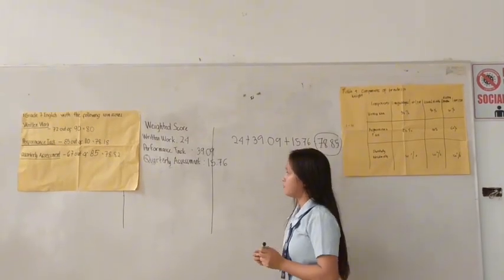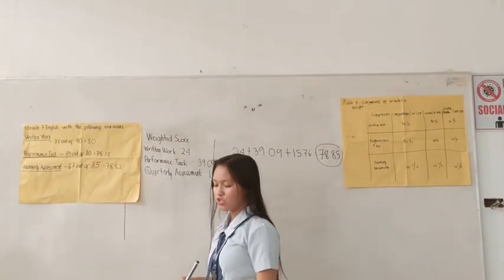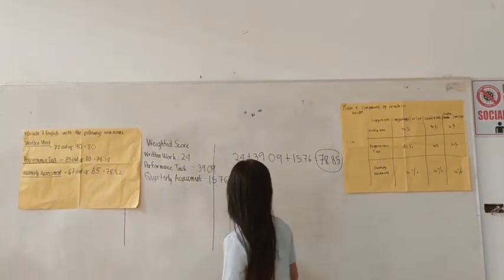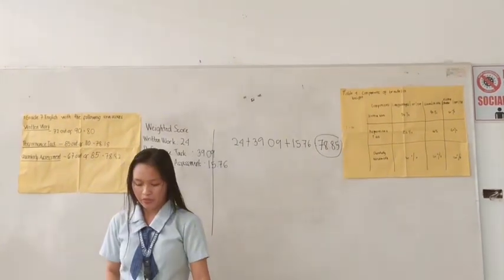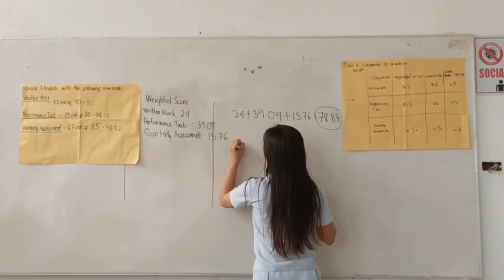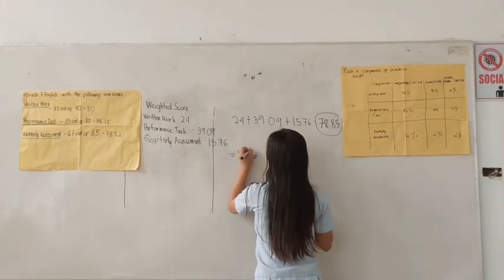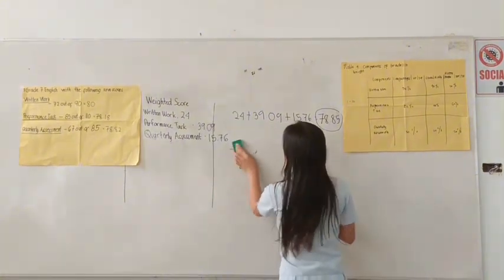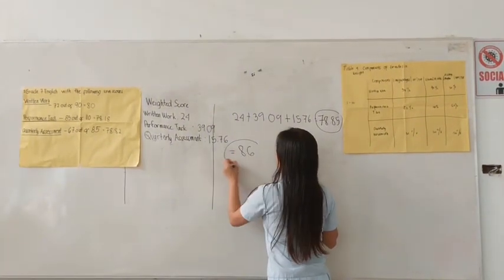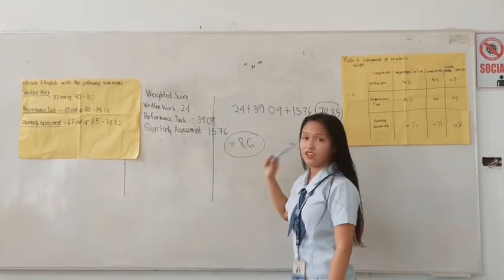To get the final grade, we will use the transmutation table. In the transmutation table, the final grade is 86. So overall, the final grade of grade 7 students in English is 86.